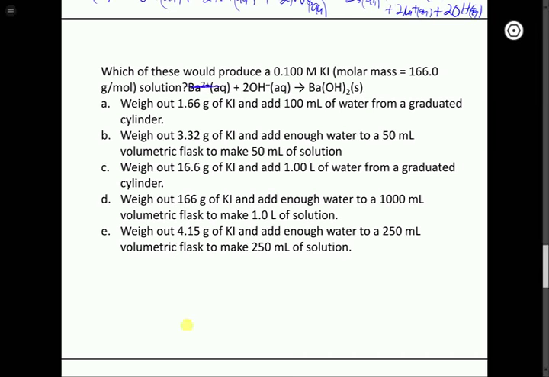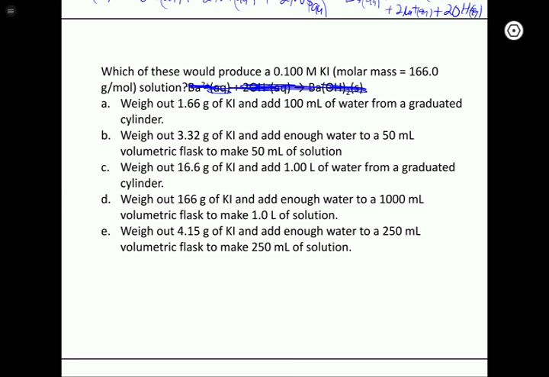I had a little copy-paste there, so that shouldn't be there anymore. Whoops. Okay, so ignore that part of it. But which of the following would produce a 0.1 molar KI solution? We're given the molar mass. So we're given different masses of KI, dissolving them in different amounts of water.